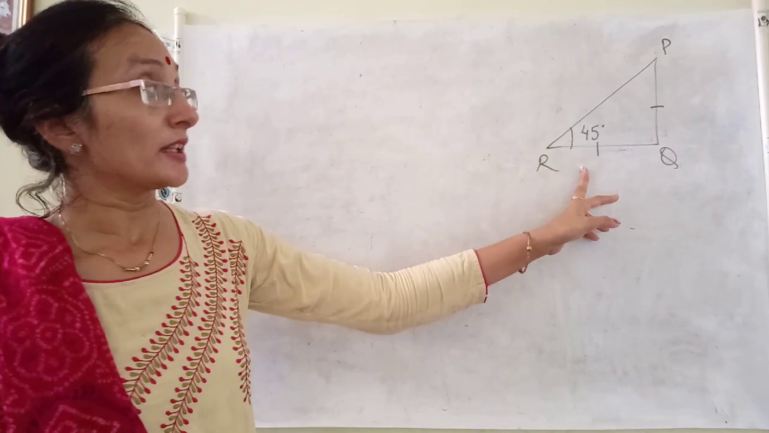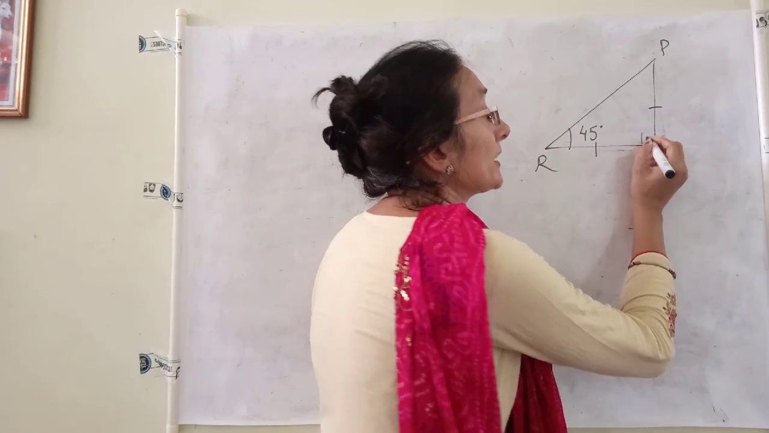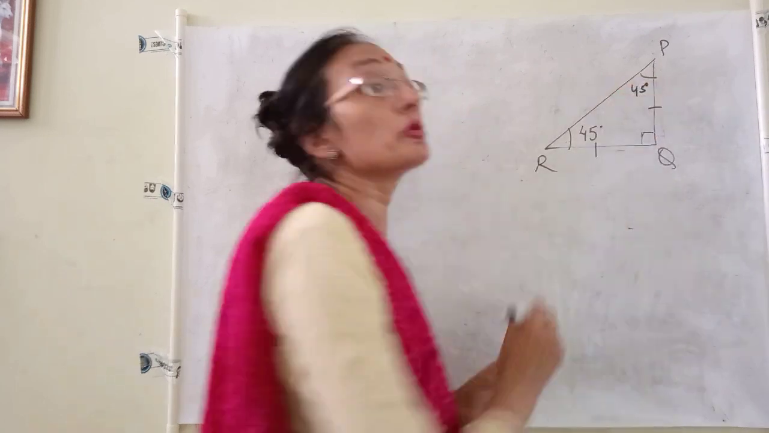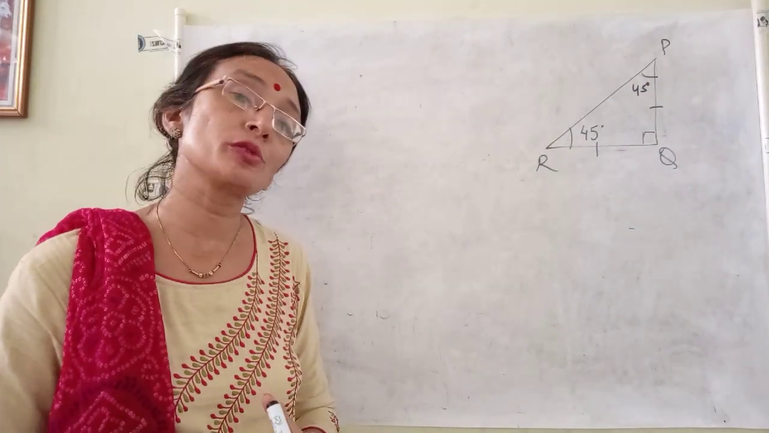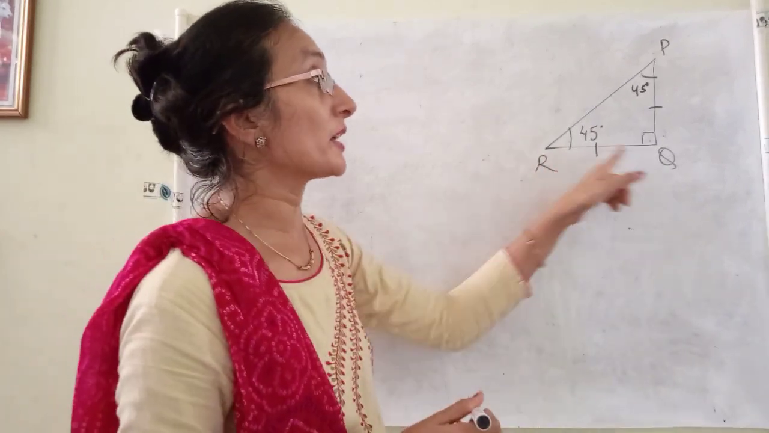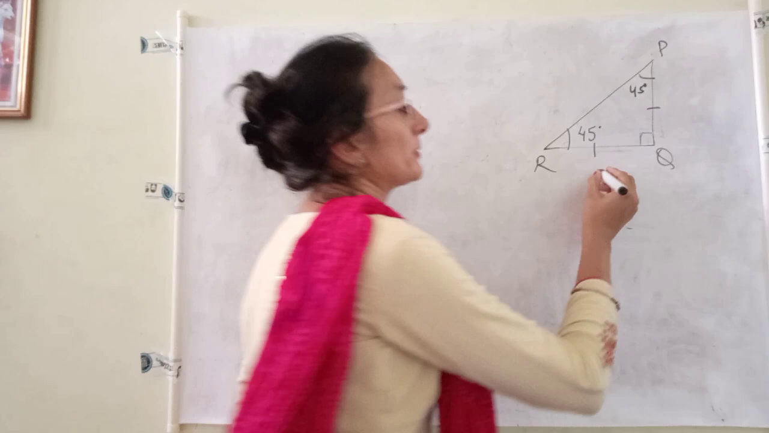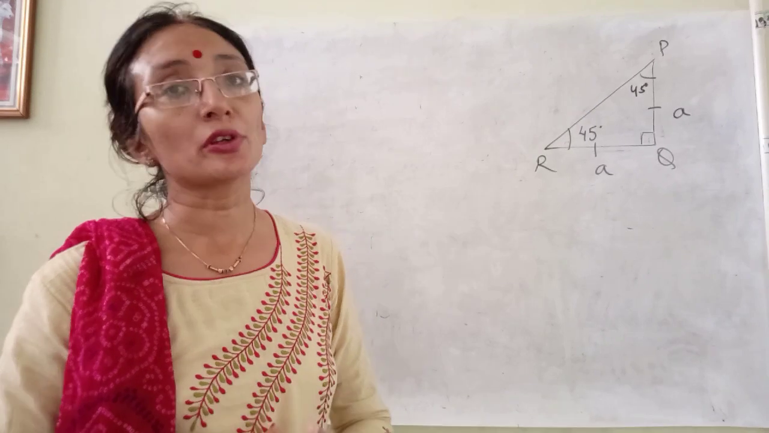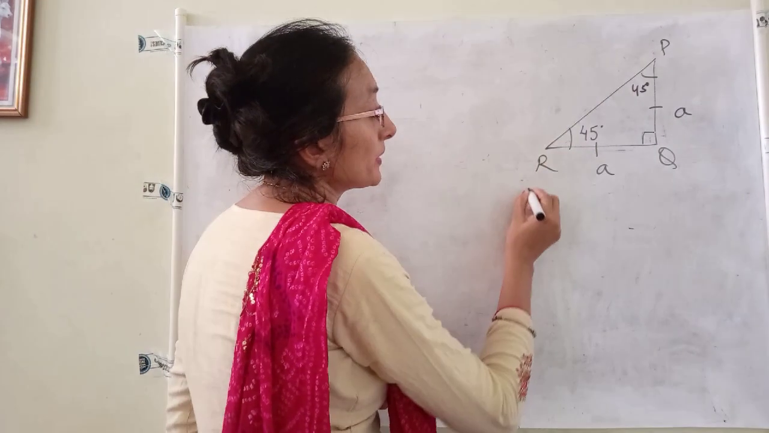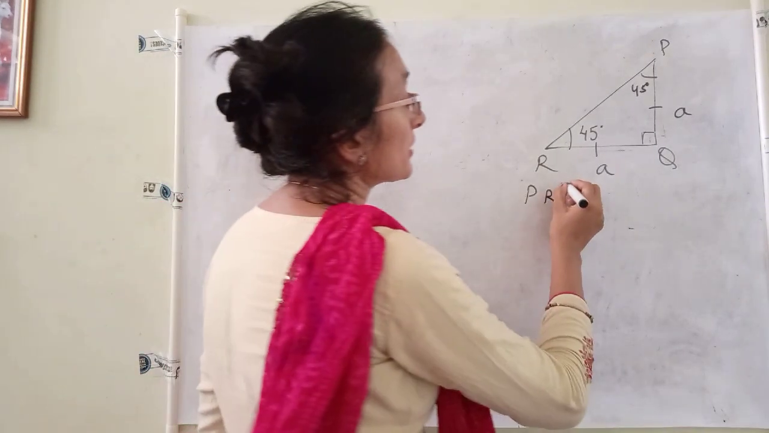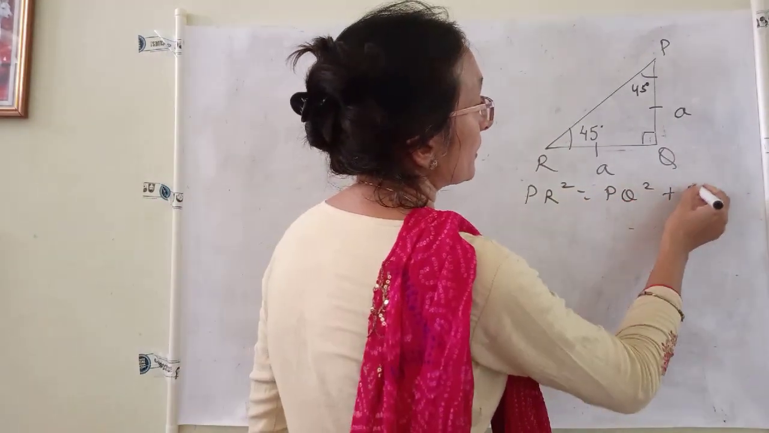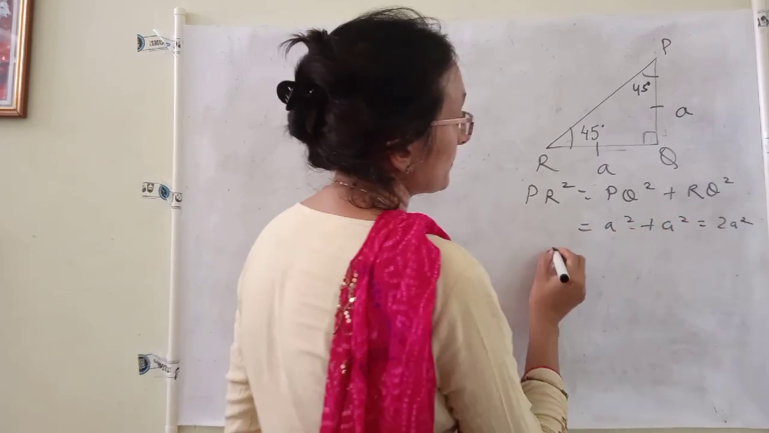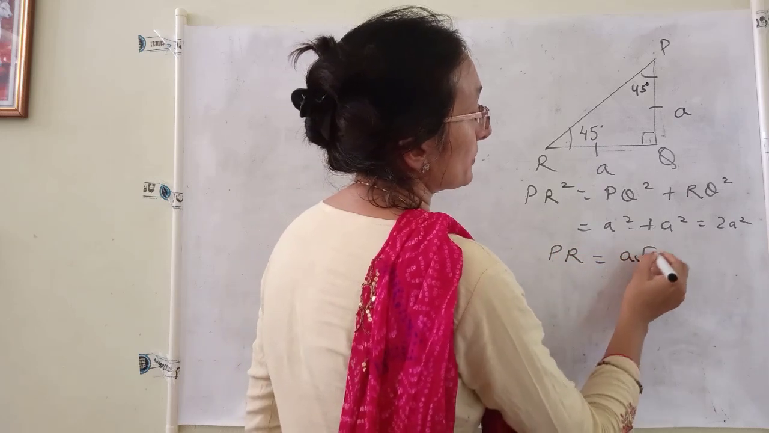Suppose the angle is 45 degrees. Since this angle Q is 90 degrees and this is 45, this angle is also equal to 45. When two angles are equal in a triangle, the sides opposite to these angles are also equal. That means RQ and PQ are equal to each other. Let it be A because we have to find PR. Then we can find the values of these trigonometric ratios. Apply Pythagoras theorem: PR square is equal to PQ square plus RQ square, A square plus A square, 2A square, so PR will be equal to A root 2.